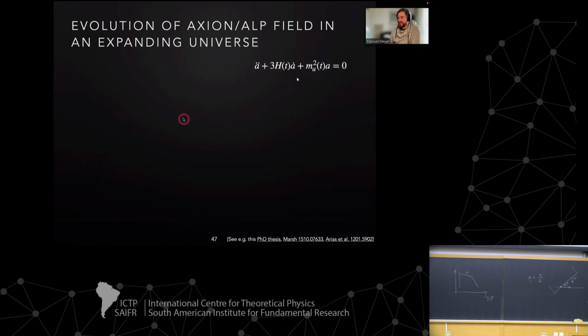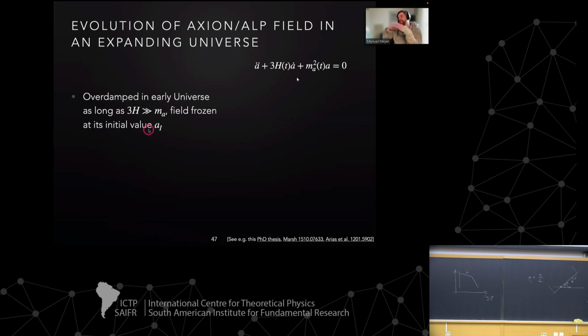Okay, so let's look at this. In the very early universe, this term here will be much larger than this term, because the Hubble parameter will be much larger in the early universe, and then it will decrease in time. So in the early universe, you have an overdamped harmonic oscillator. Nothing is oscillating here. The field will be frozen at some initial value, A_I, that is, for example, given by the misalignment mechanism.